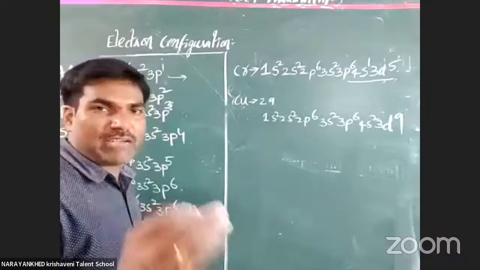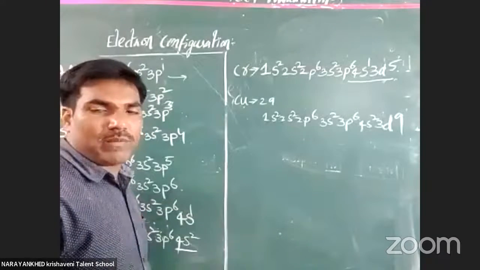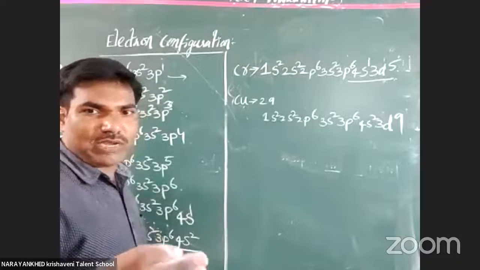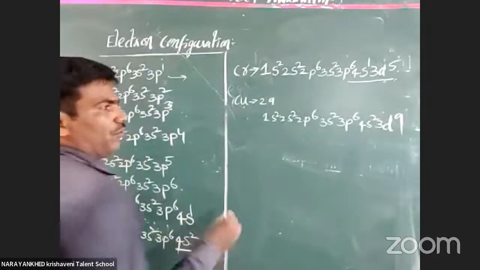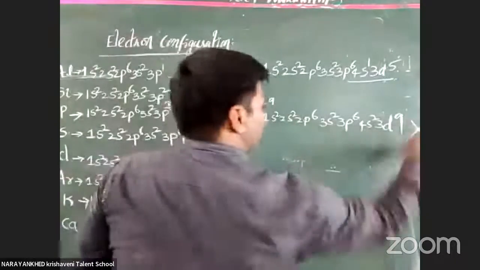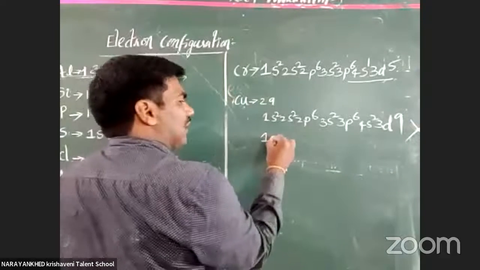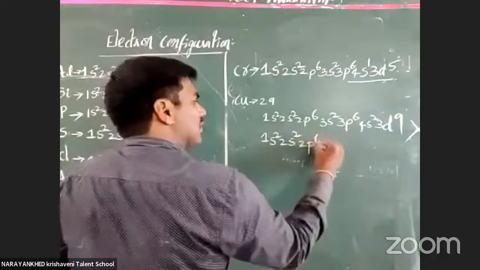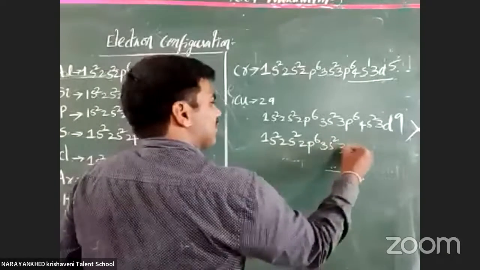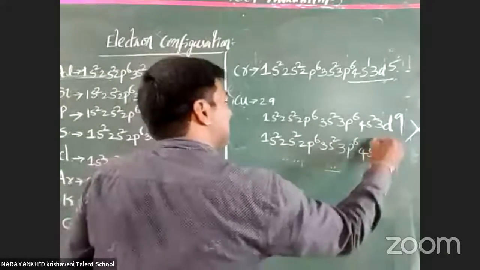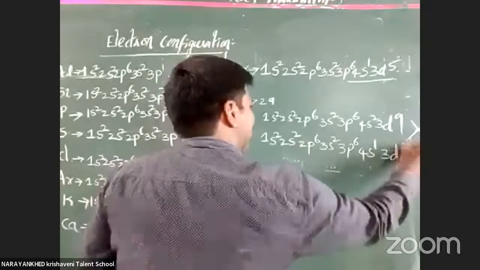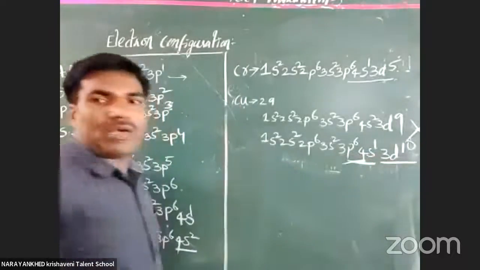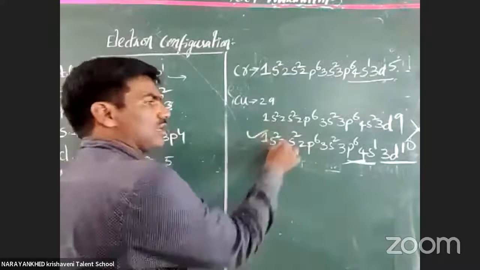The f orbital maximum capacity is 14, and the p orbital maximum capacity is 6. We already discussed this. Now this is not actually correct. Which one is correct then? 1s2, 2s2, 2p6, 3s2, 3p6, 4s1, 3d10. Okay, clear? This is correct and the earlier one is wrong.